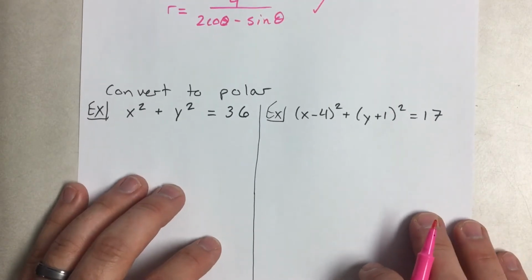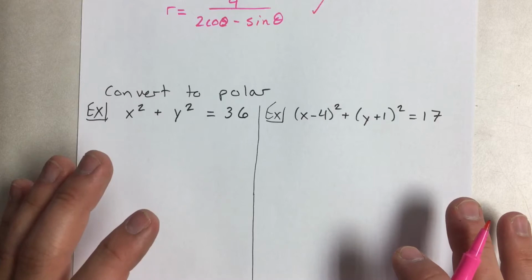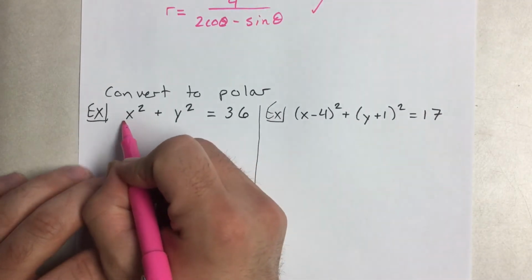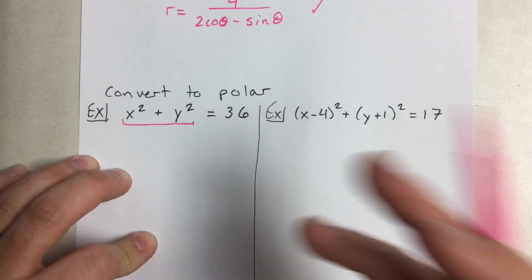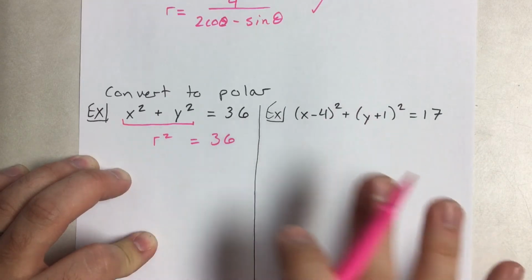So converting to polar, again, we're going to be using, if I have an x, we're going to use r cosine. If I have a y, we're going to use r sine. If I have x squared plus y squared, we're going to replace it with r squared. So I have x squared plus y squared, we're going to replace this grouping with r squared. Okay, we're trying to get just r.